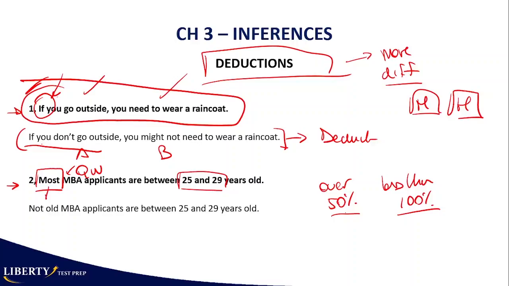So just by analyzing this most, you can deduce that not all MBA applicants are between 25 and 29 years old. You see? Not all of them. Why? Because they said most. If they said most, it's not 100%. So you can deduce that just because of that quantity word. So not all MBA applicants are between the ages of 25 and 29. Okay, that's how you do these inferences as deductions. So there are tons of deductions. You could also rely on some other things, but we're gonna analyze them right now.